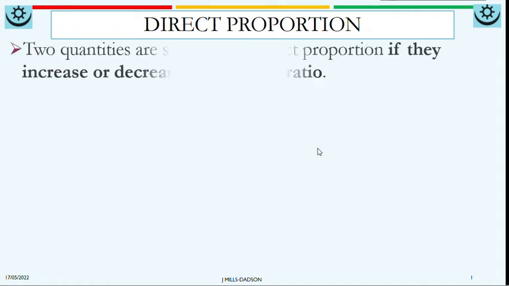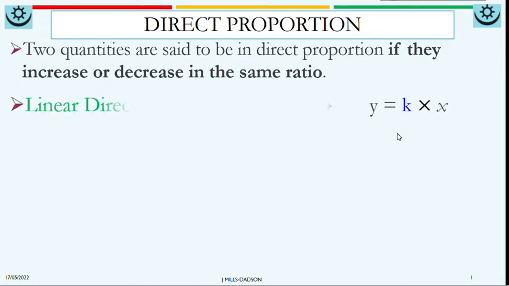In today's lesson, I'll be talking to you about direct proportion. What's a direct proportion? Two quantities are said to be in direct proportion if they increase or decrease in the same ratio. And in this particular lesson, I'll be talking to you about different kinds of direct proportion.